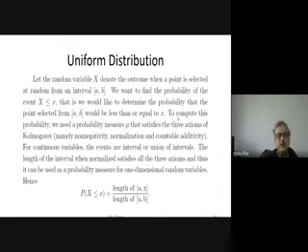So in the continuous distribution, let a random variable x denote the outcome when a point is selected at random from an interval a to b. Because it is continuous, it is not discrete values like in the binomial distribution, where we have seen values 0, 1, 2, 3. Here it may take any value in the interval a to b. We want to find the probability of the event x less than x.